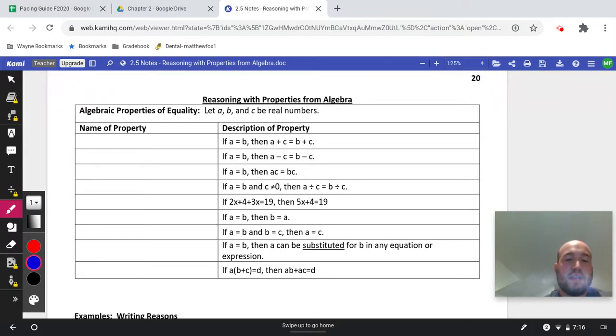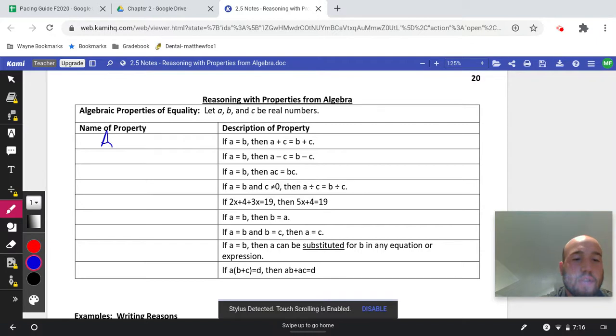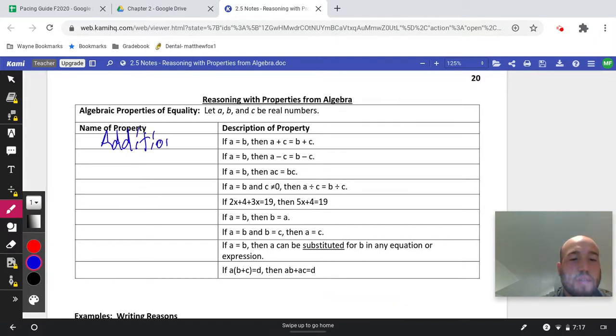So if we look here at this first one, if A equals B, then A plus C equals B plus C. Okay, do you see how it was A equals B, then they added C to both sides? Okay, so this is what we call our addition property, when the same thing is added to both sides. And likewise on the next one, if A equals B, then A minus C equals B minus C. On that one, it's subtraction, because the same thing was subtracted from each side.